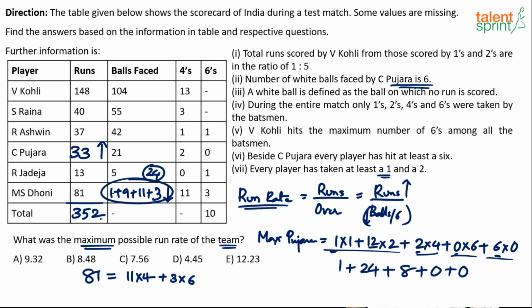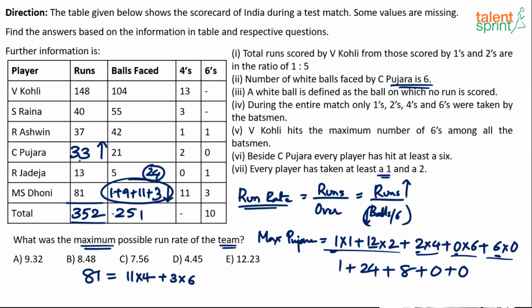Total number of balls faced by the team: 104 plus 55 is 159. 159 plus 42 is 201. 201 plus 21 is 222. 222 plus 5 is 227. 227 plus 24 is 251. Yes or no?